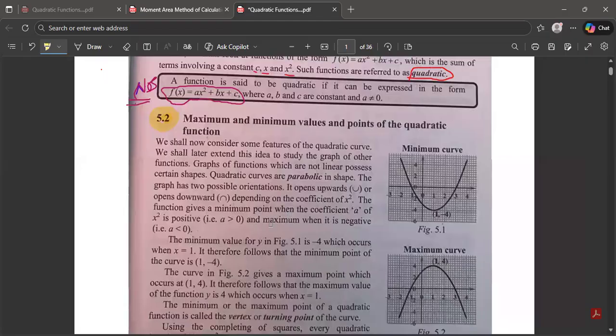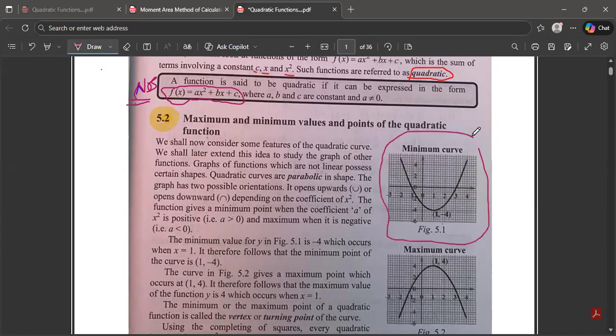So all they are just trying to say is that the function for the first one gives a minimum point when the coefficient a of x squared is positive. So when the coefficient is positive, you are going to get a minimum curve. And the minimum curve is this one that is here that you are seeing. This is the minimum curve.